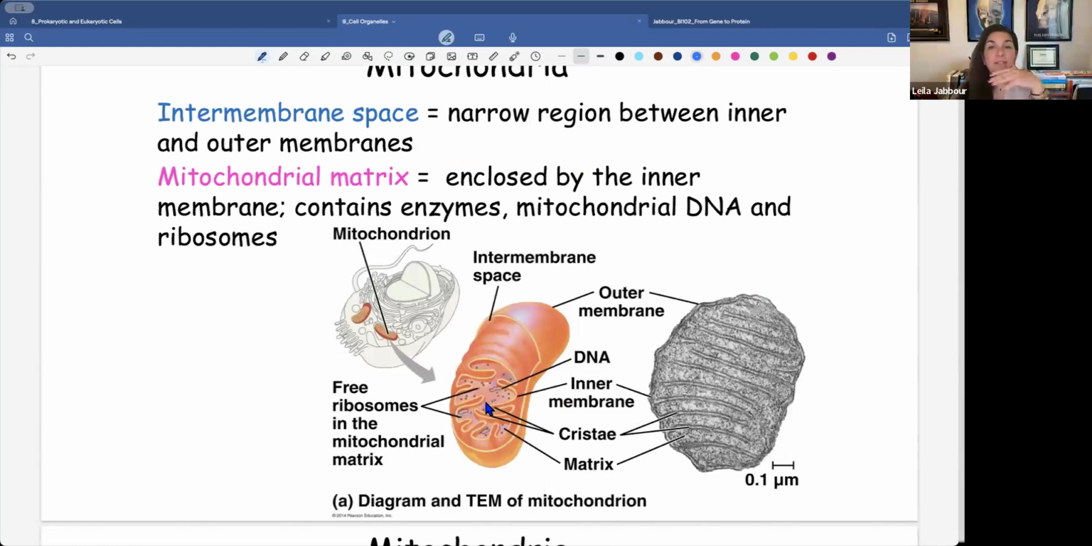The matrix is that wider aqueous environment inside the mitochondria. So the mitochondrial matrix is basically the equivalent of the cytoplasm in a cell or the nucleoplasm in the nucleus. You have the mitochondrial matrix in the mitochondria.